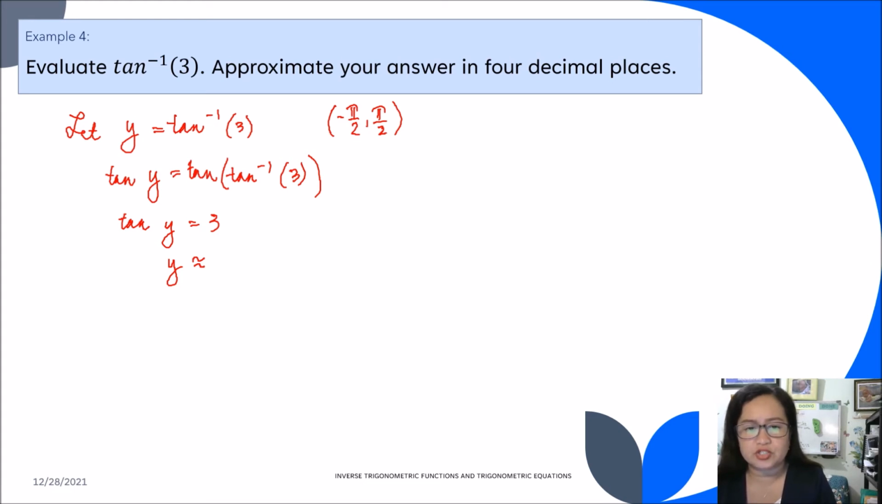approximate symbol. So we will have 1.2490, since we are asked to approximate the answer in 4 decimal places. Make sure that your calculator is in radian mode to get 1.2490, or you can have it in degree mode, but make sure to convert that to check whether it's within the interval negative pi over 2 until pi over 2.